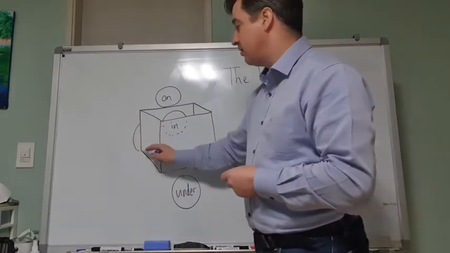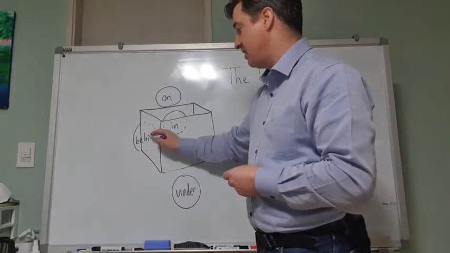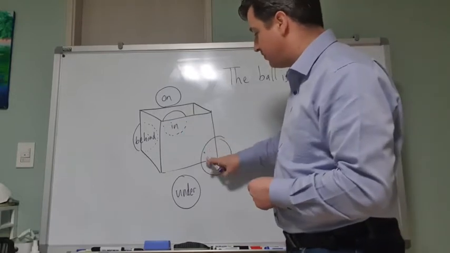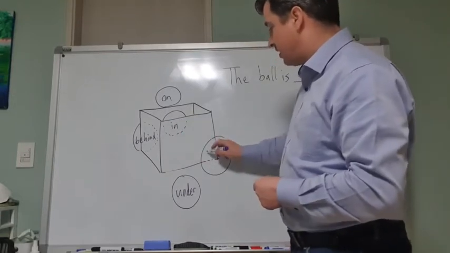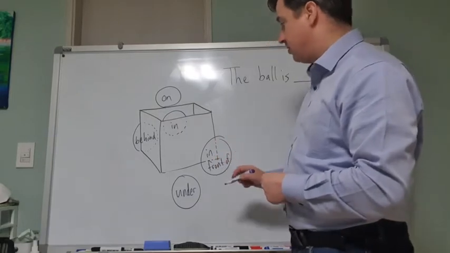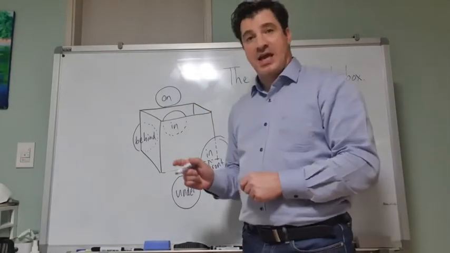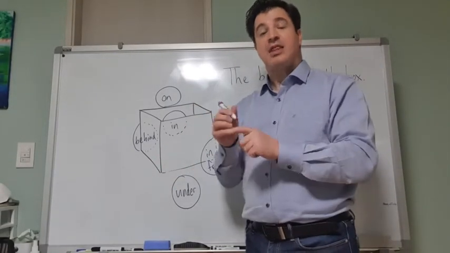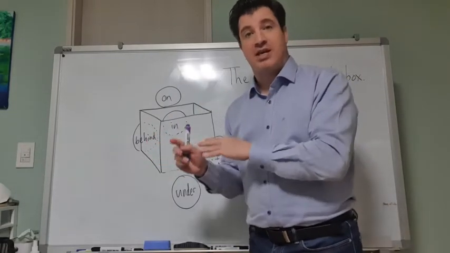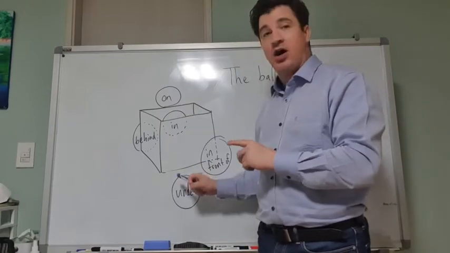Back here, the ball is behind the box. The opposite of behind is in front of. Okay, so we have in, on, under, in front of, and behind. Now those are the easiest ones. The biggest mistake people usually make is with on and under.